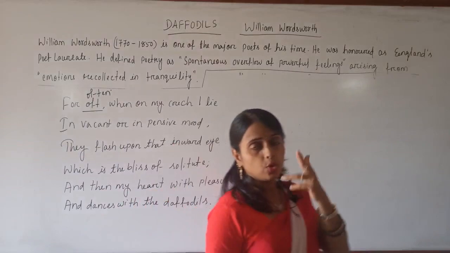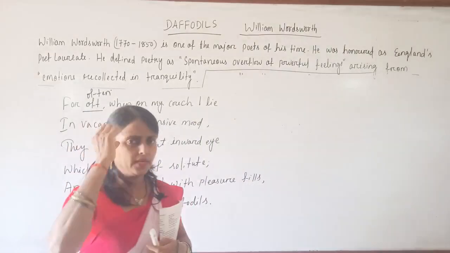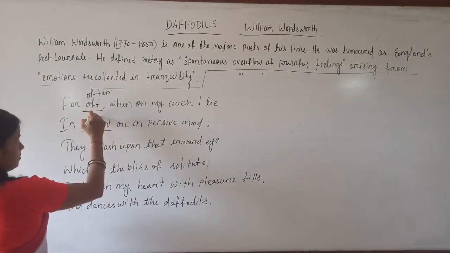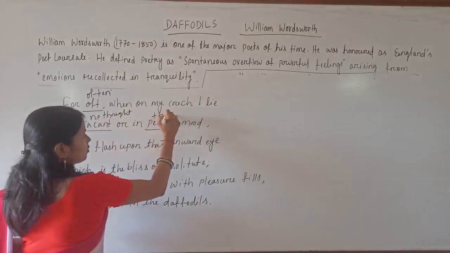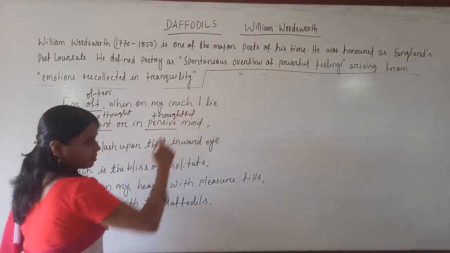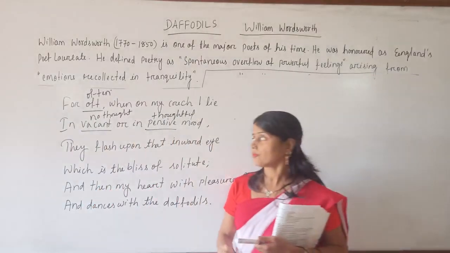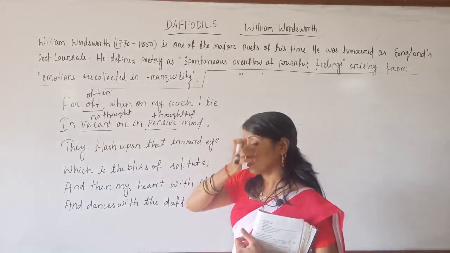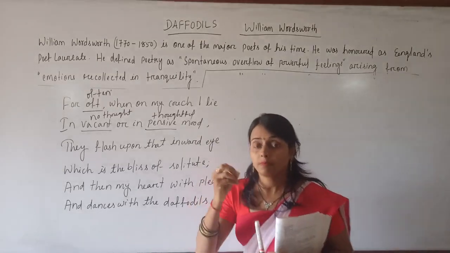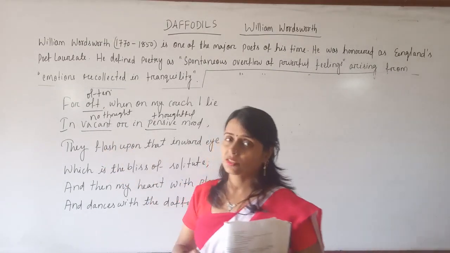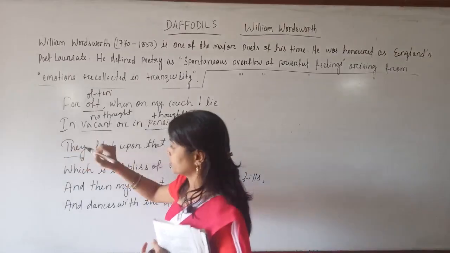So definitely this poem is being written after he returned to his home in a vacant or in a pensive mood. And here two moods of the poet are being mentioned. One is your vacant mood. Vacant means no thought, completely blank. Pensive means thoughtful, means some thinking, some thoughts are present in the brain. So the poet has mentioned two moods here. One is the vacant mood and the other is the pensive mood. Whenever he is in his house, either in vacant mood or in pensive mood, they flash. Flash means what? Come to mind. They is referring to the daffodils, to the flowers.